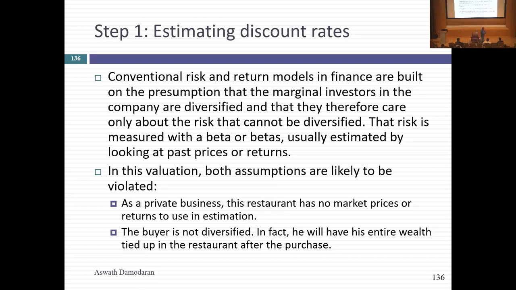Let's talk about estimating discount rates. I need a beta, right? So I go to a Bloomberg terminal, enter the name of this restaurant, and type in beta. What am I going to get? Nothing. Can't find the company.